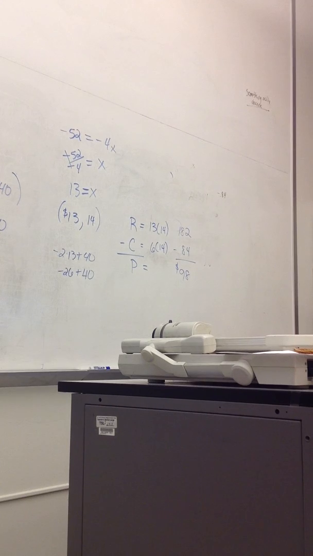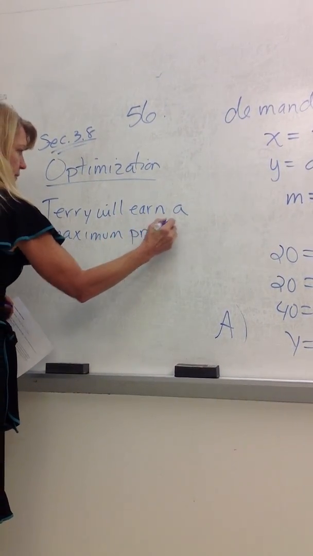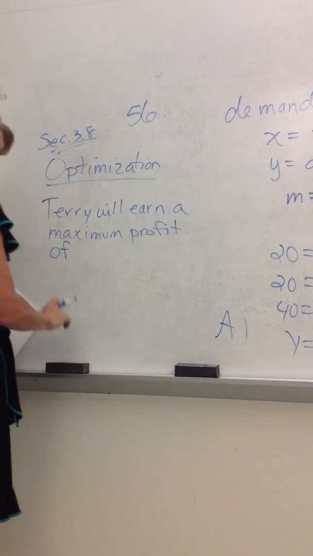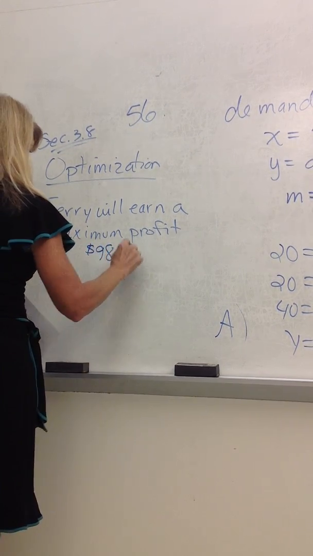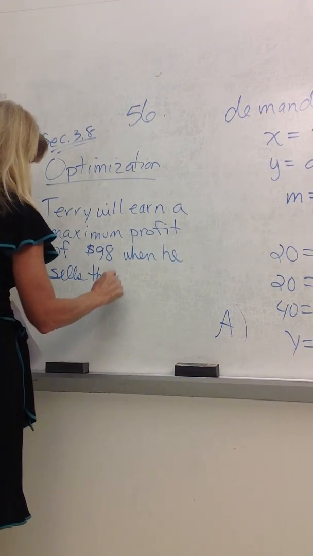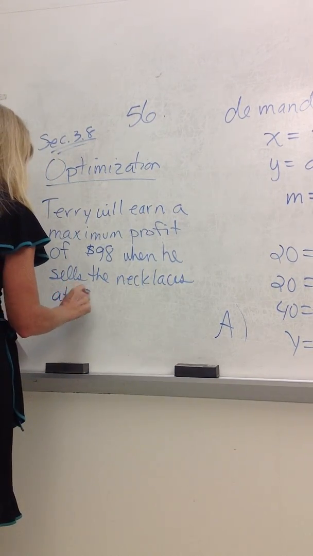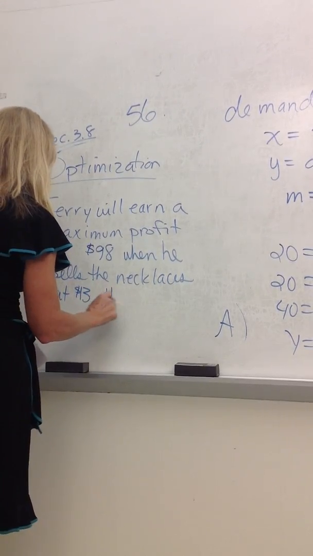All right, so Terry will earn a maximum profit. And you know if he's selling them on the beach, he ain't paying no taxes for it either, so that's all profit. A maximum profit of $98 when he sells the necklaces at $13. Depends on how many hours he's working a day at this.